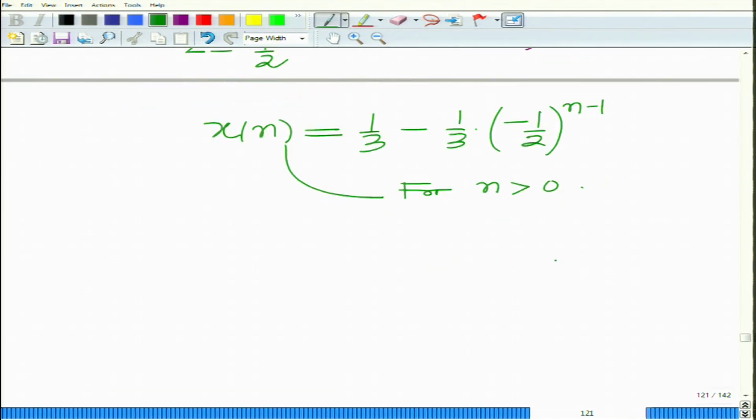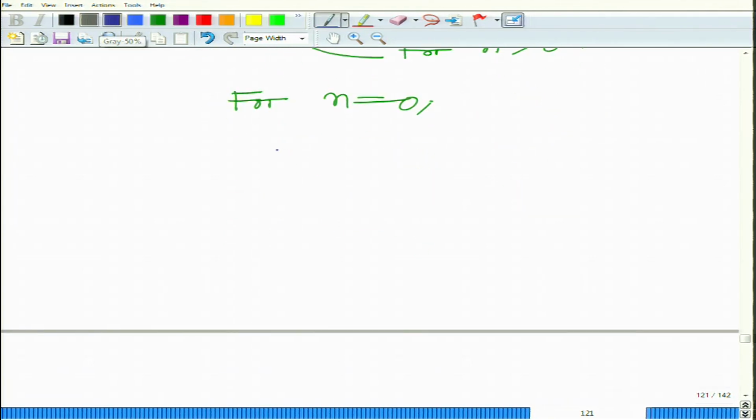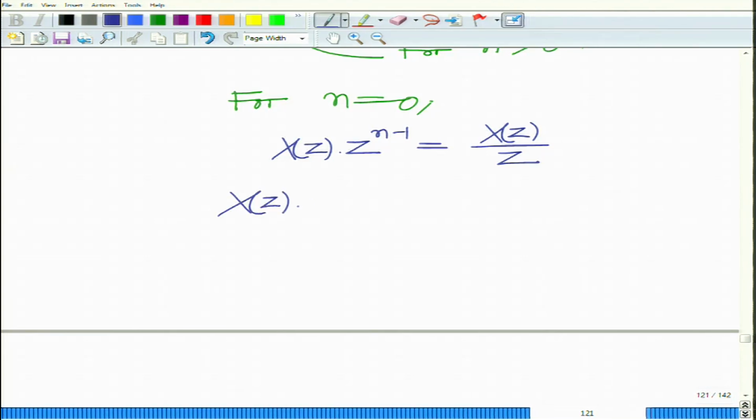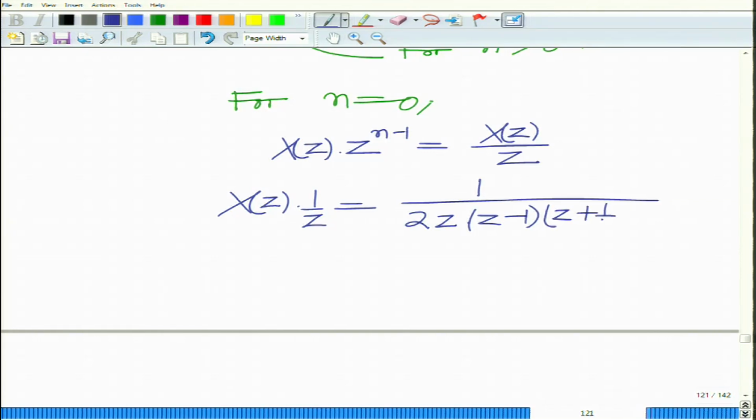Now, for n equal to 0, what we obtain is the following. So, consider X(z) into z raised to n minus 1, with n equal to 0. So, n minus 1 equals minus 1. So, this is simply X(z) over z. Now, X(z) into 1 by z, or X(z) over z, equals 1 over 2z into (z minus 1) into z.